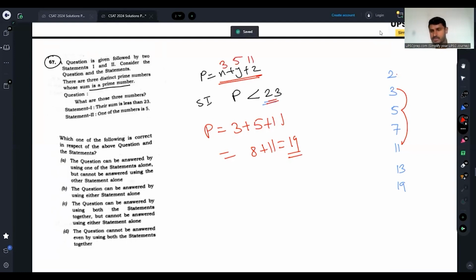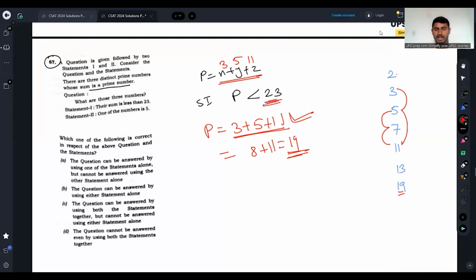If you check other combinations as well, you will not be able to get the answer. If I go for the next number, 3 plus 5, 8, 8 plus 13 will become 21. 21 is again not a prime number, and I cannot add 19. Then if you start from 5, 7, 11: 5 plus 7 is 12, 12 plus 11 is 23. Beyond this, you will get a summation greater than or equal to 23. So this is the last possible combination and the only possible answer, giving a prime sum less than 23.